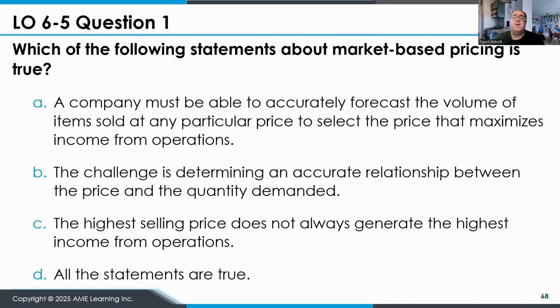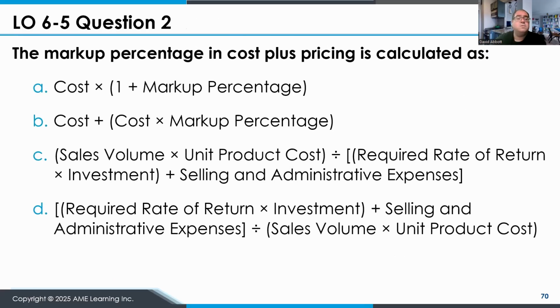So, which of the following statements is going to be true about market-based pricing? Is it that a company must be able to accurately forecast the volume of items that are going to be sold at any particular price in order to select the price that maximizes income from operations? Is it that the challenge of determining the accurate relationship between the price and the quantity demanded? Is it that the highest selling price does not always generate the highest income from operations, or all of those are correct? So all three of those, A, B, and C, all three of those statements are true.